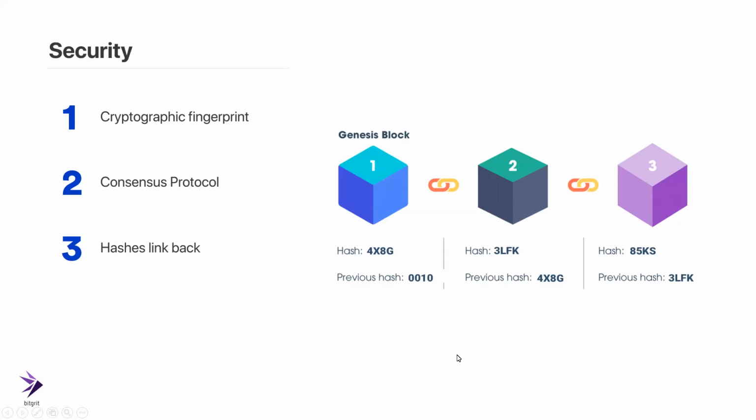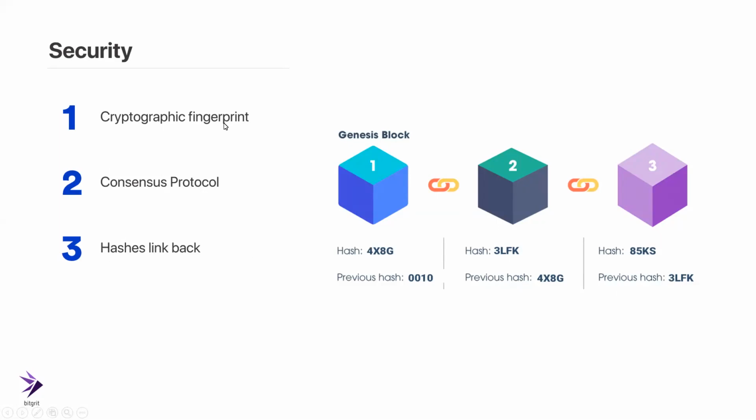Suppose a new block has to be made. Some data is put in, that block is generated, and it is put onto the blockchain. This block's hash will be generated, which is 3LFK, and there will be a link back to the previous block. As you can see, this 4x8g now appears in the previous hash field of the second block. So 4x8g is the previous hash of this. Similarly, for the third block, suppose the hash generated is 85ks, the previous hash will be the hash of the previous block, which is 3LFK. So 3LFK comes in here. This is basically the hash's link back point.